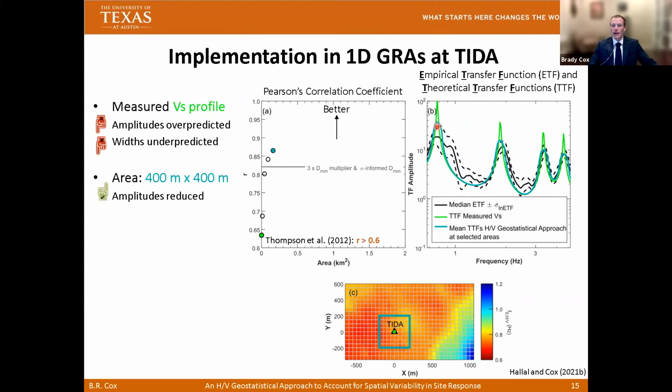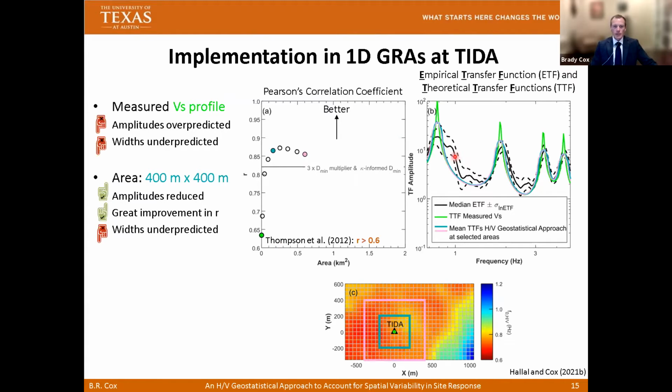When we did that, you can see that the amplitude of the theoretical transfer function, the green line, was brought down quite low and better matched the empirical transfer function. So good, in fact, that we achieved an R value of about 0.87 when we incorporated a 400 meter by 400 meter area. The width, though, is still under predicted.